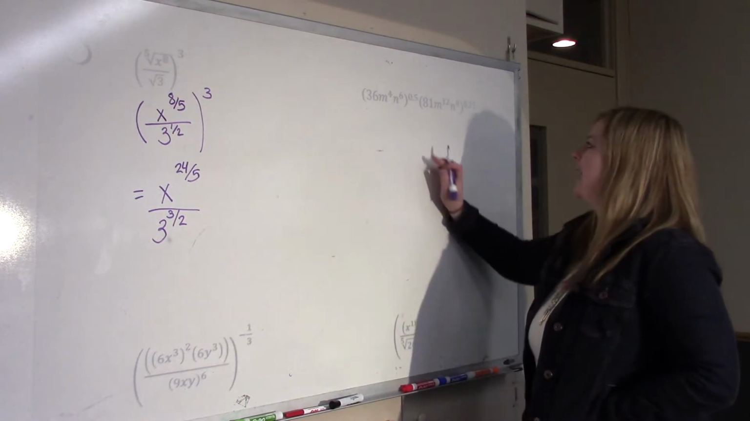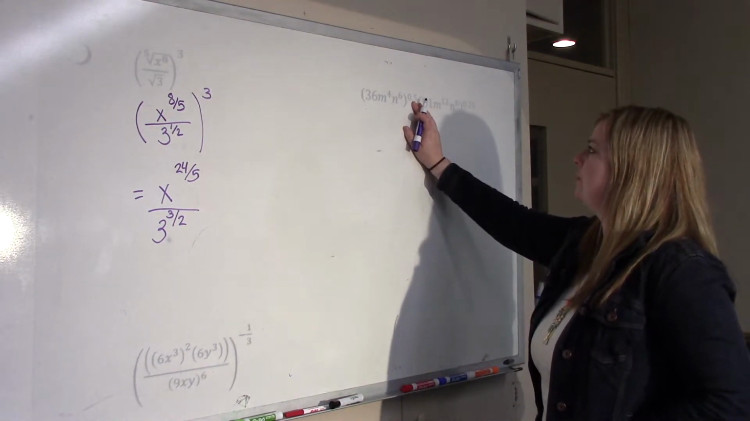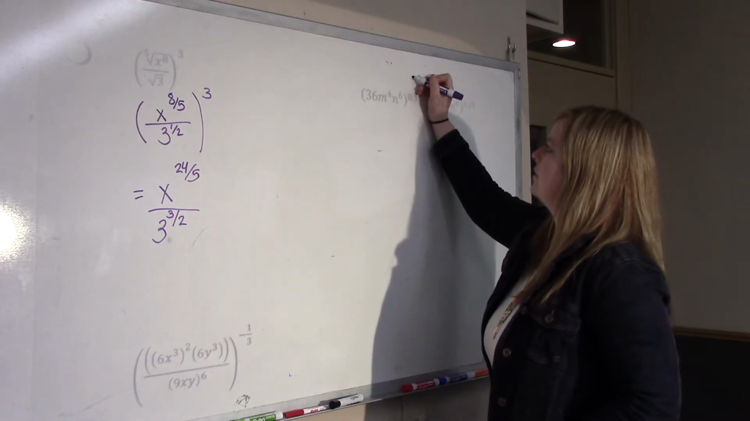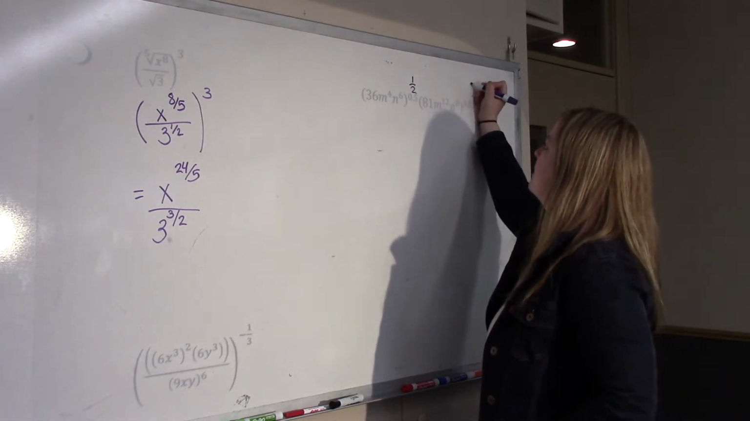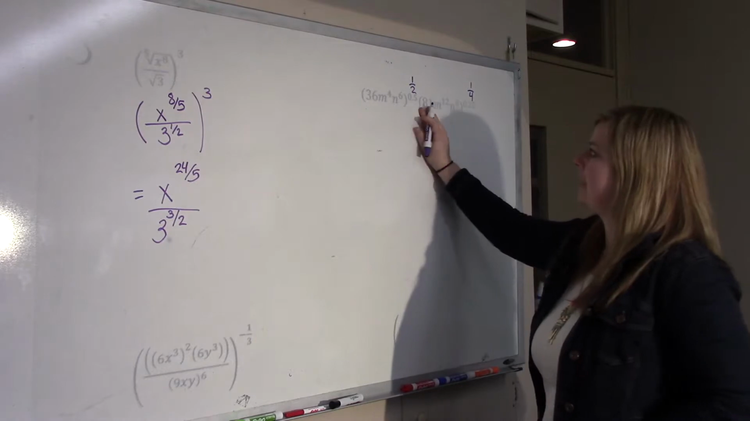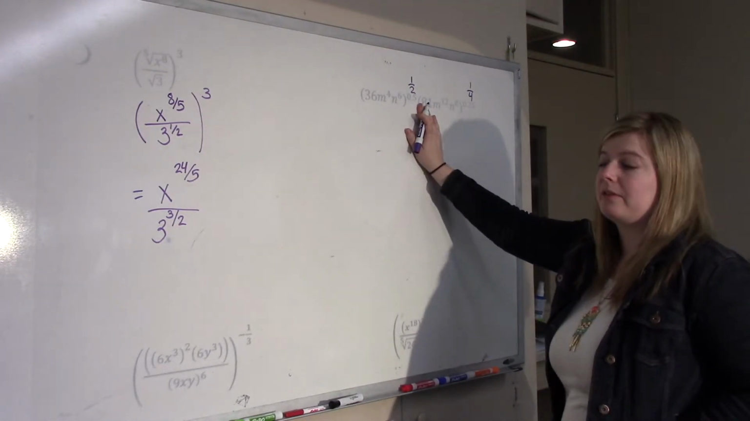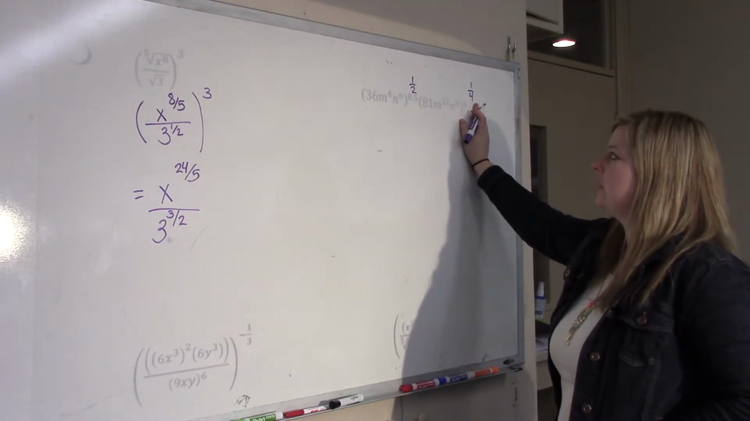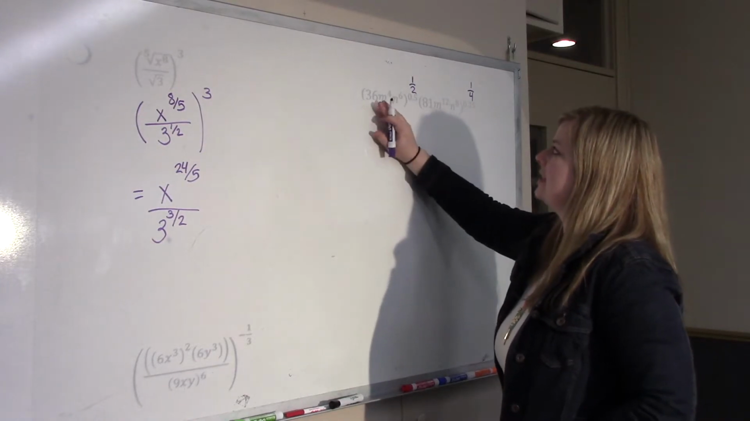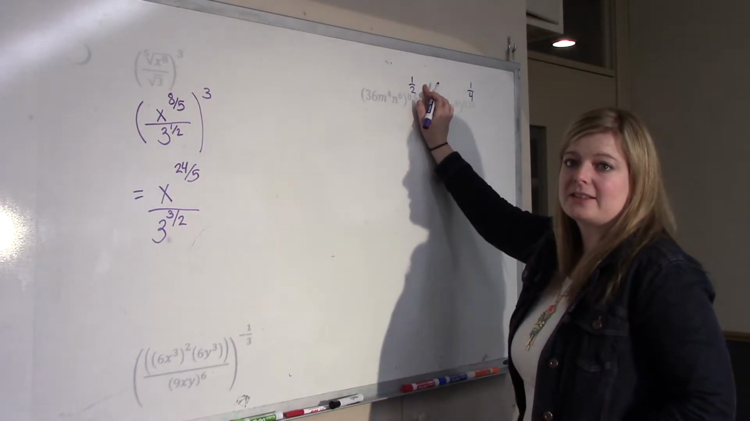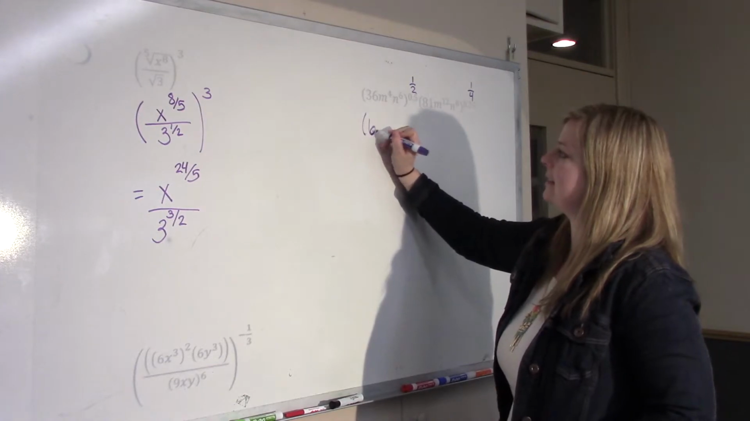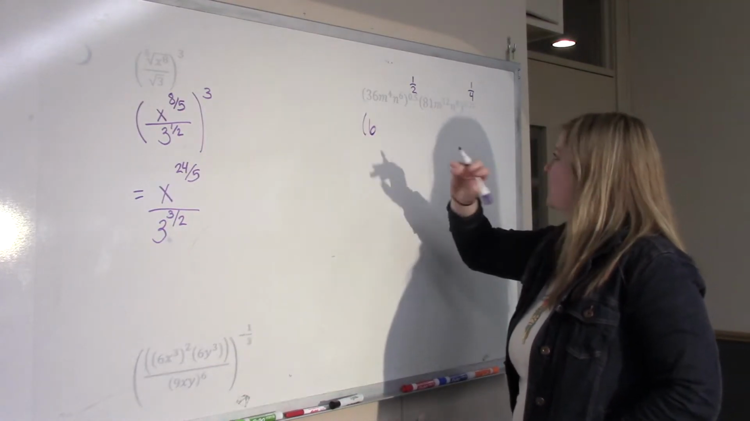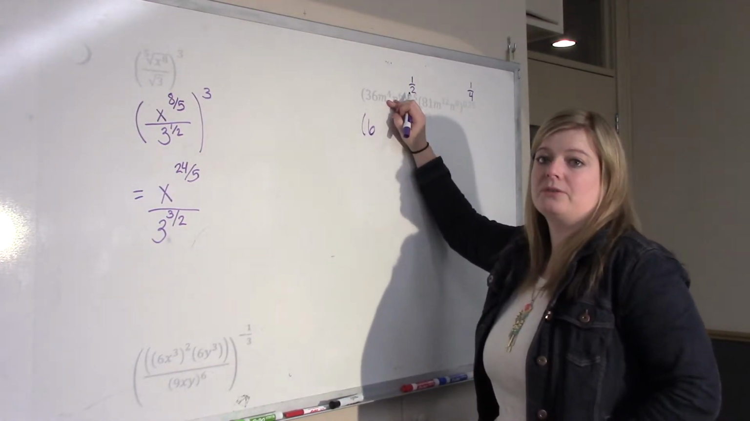Okay, this one, again, I would turn these into fractions. So this one is a half, right? And this one is a quarter. To remind yourself that you're taking the half root or the square root and then the quarter root. So again, 36, that's just a number. So 36 to the 1/2, that's the square root of 36. So you get 6.